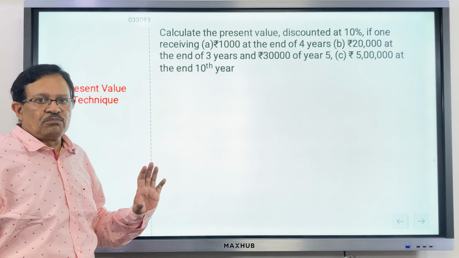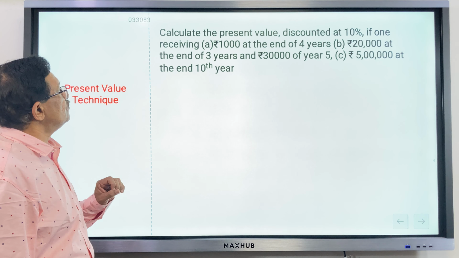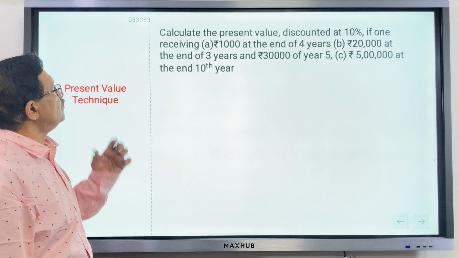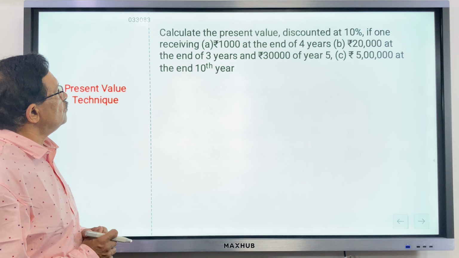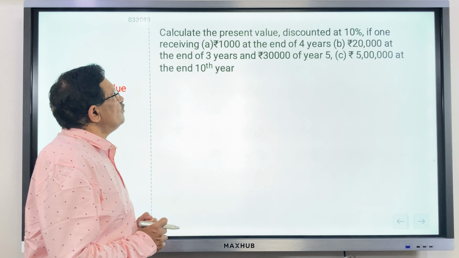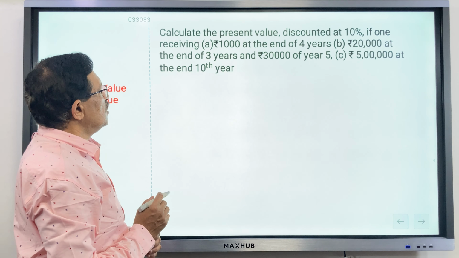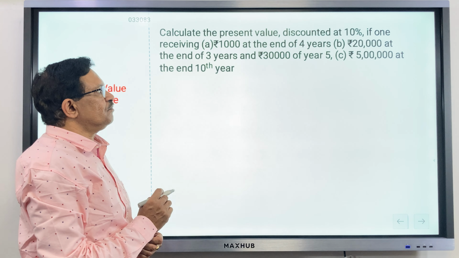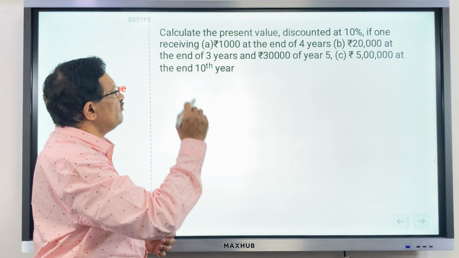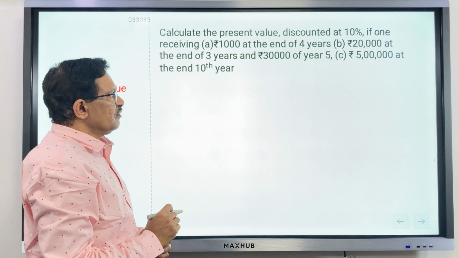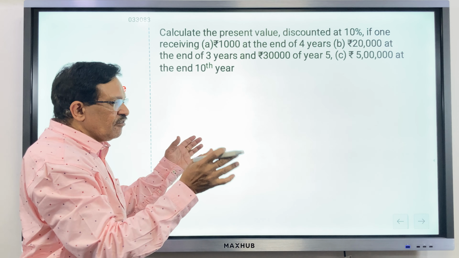Let us do one problem on the present value technique. Here comes a problem where it says calculate the present value discounted at 10%, if one is receiving rupees 1000 at the end of fourth year, 20,000 at the end of third year, and 30,000 at the end of year 5, 5 lakhs rupees at the end of 10th year. There are three different bits.